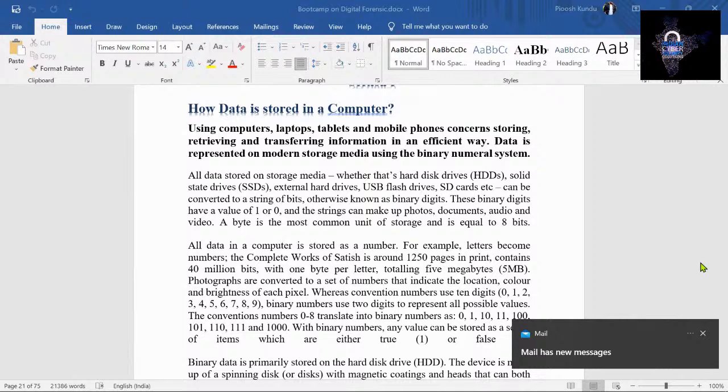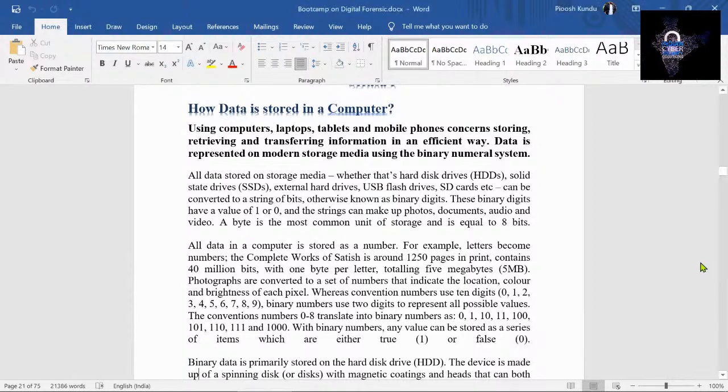Whereas decimal conversions use 10 digits, 0 to 9, binary numbers are represented by 2 digits. For all the possible values, the decimal numbers 0 to 8 translate into the binary numbers 0, 1, 10, 11, 100, 101, 110, 111, 1000. Binary numbers can also be stored in a series, with items being either true or false.